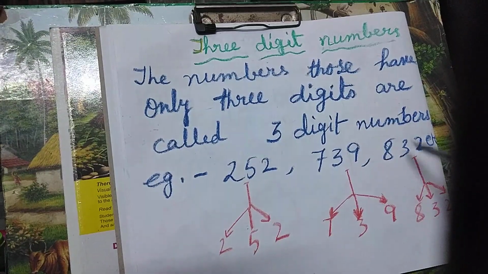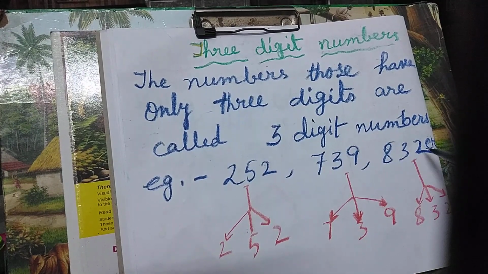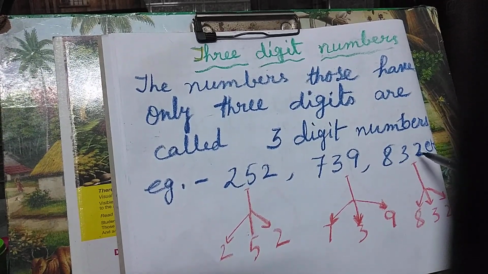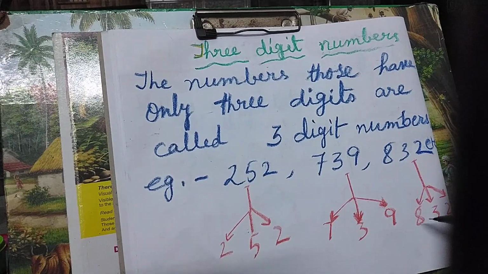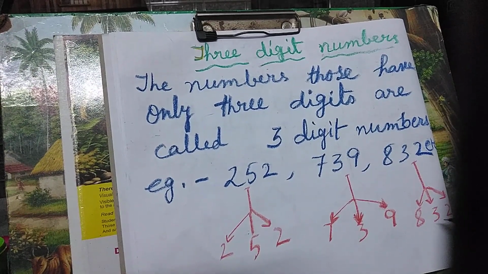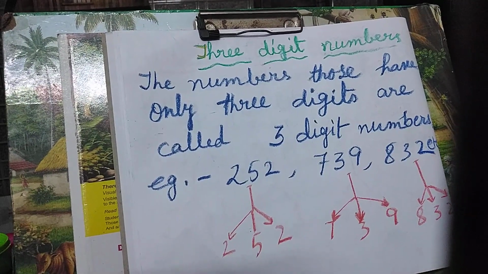See children, in this number, that is in 832, how many digits can we see? We can see 3 digits. The first digit is 8, the second digit is 3, and the third digit is 2. So 832 is a 3-digit number.